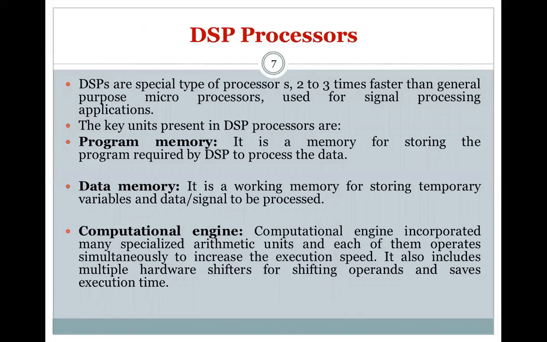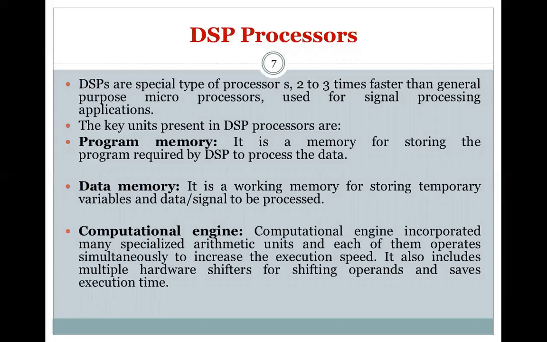Then let us see DSP processors. This is also a part of the core. DSP processors are powerful special purpose 8, 16 or 32 bit microprocessors designed to meet the computational demands and power constraints of today's embedded audio, video, and communication applications. And because of the architectural differences between DSP and general purpose microprocessors, DSPs are 2 to 3 times faster than general purpose microprocessors. And DSPs can be found more in signal processing applications.